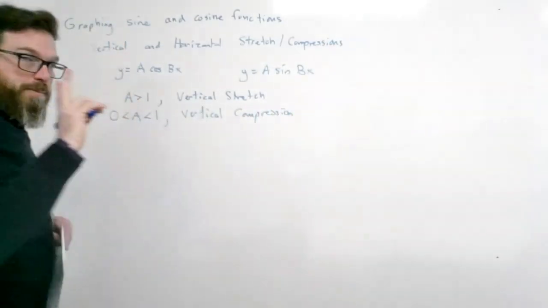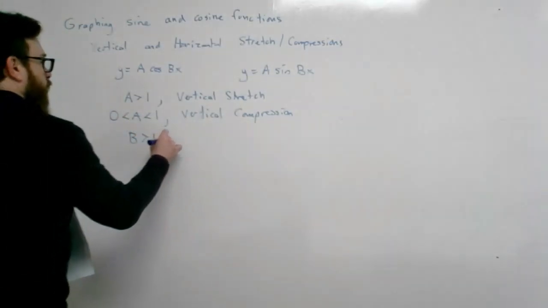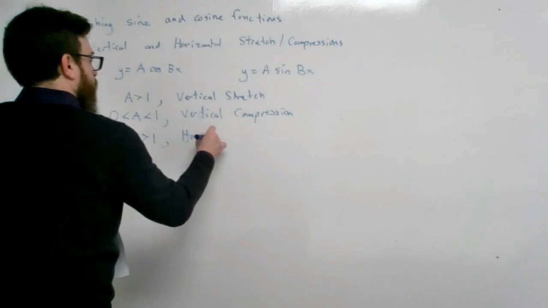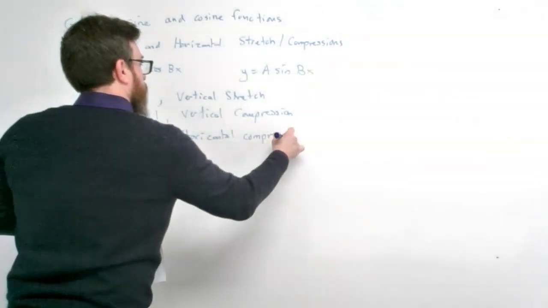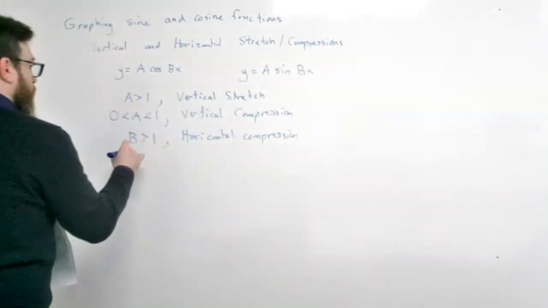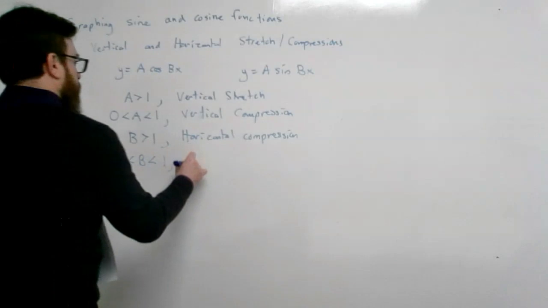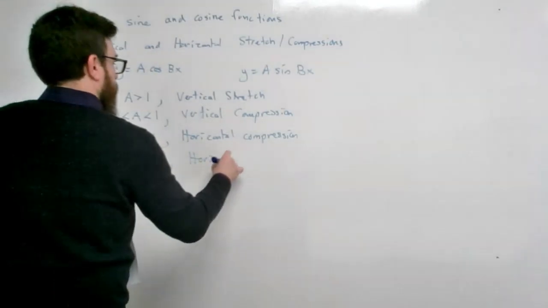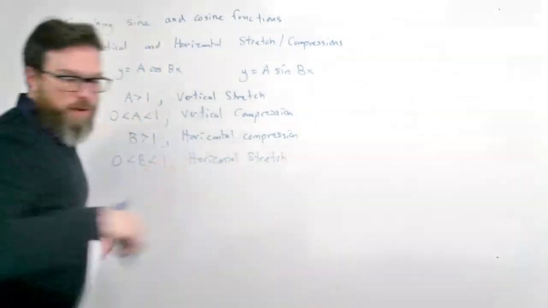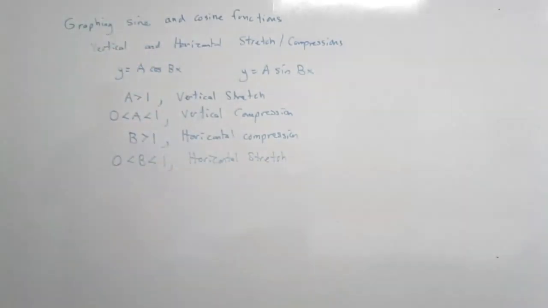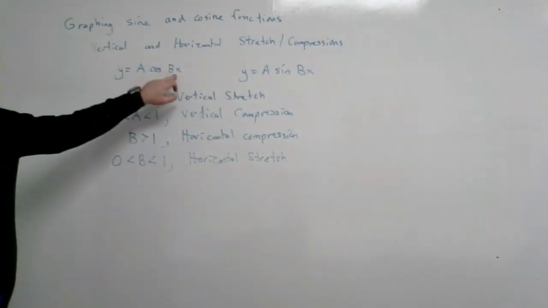Similarly, except opposite of what you think, if b is greater than 1, we're talking about a horizontal compression. And if 0 is less than b, which is less than 1, we're talking about a horizontal stretch. Now it can get confusing to students because why is it backwards for the transformations on the y coordinate as opposed to the transformations on the x coordinate?